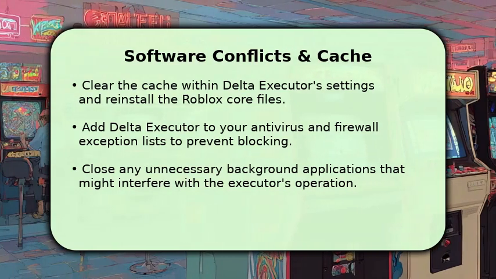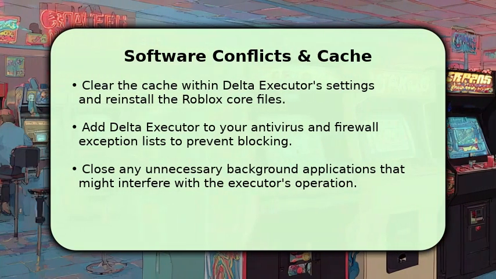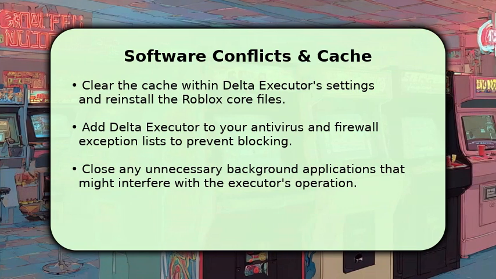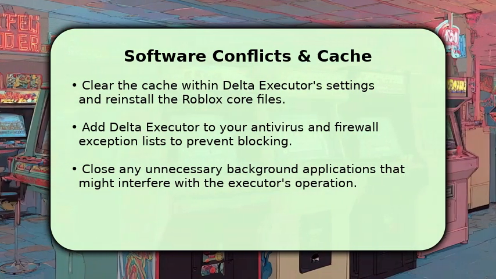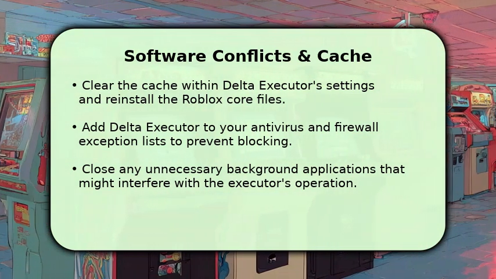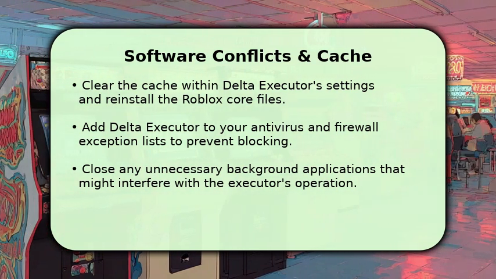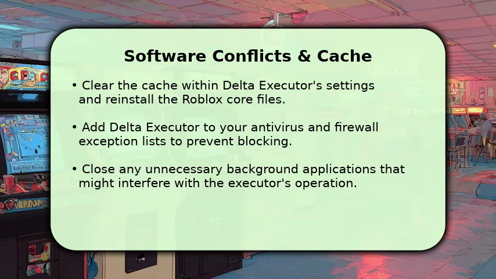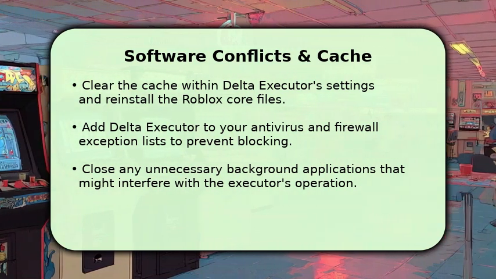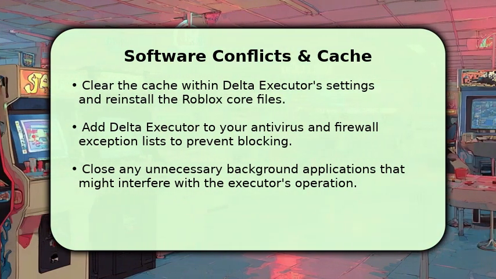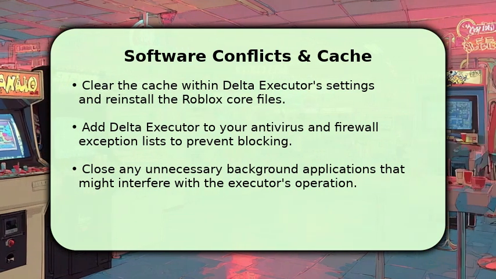Next, let's tackle potential software conflicts. Go into Delta executor settings to clear its cache, then reinstall the Roblox core files to refresh any corrupted data. Your security software can sometimes mistake Delta executor for a threat, so add it to your antivirus and firewall exception lists. This ensures it has the necessary permissions to run smoothly.